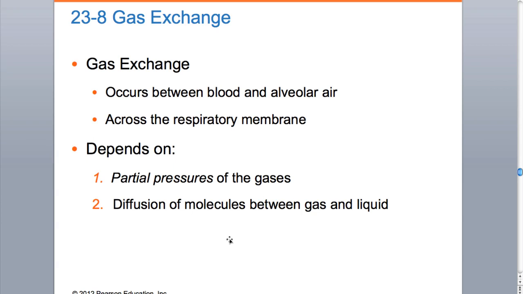Next, number 2, diffusion. Diffusion of molecules between the gases and the liquid. This is where a new law is going to come into place, and that's Henry's law. So we'll see Henry's law in a moment. You've all learned about Henry's law before, and here's how. Henry's law deals with how gases are dissolved in a liquid.